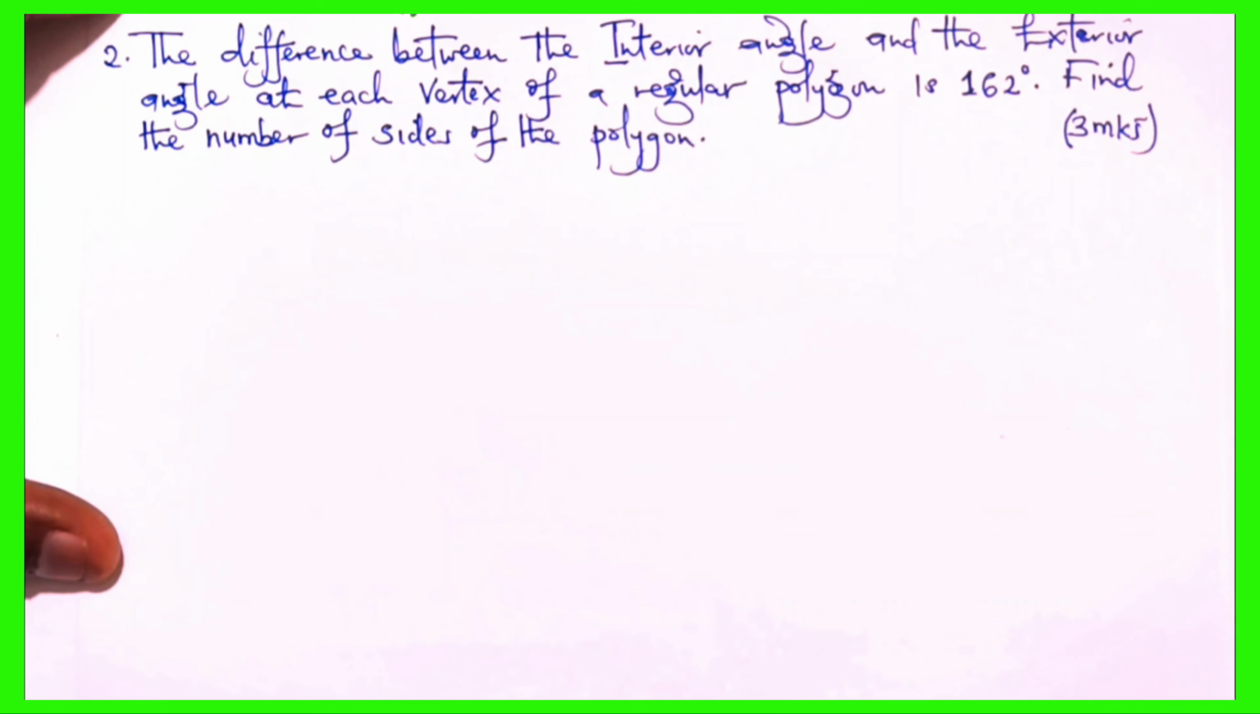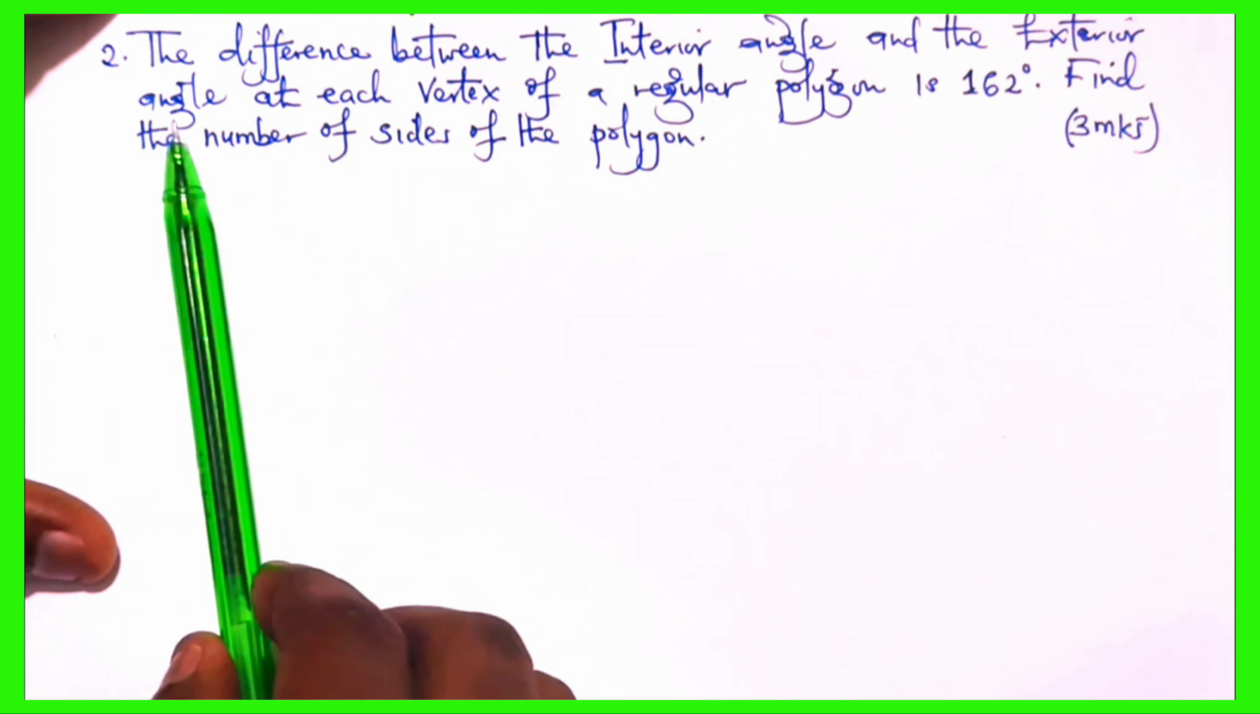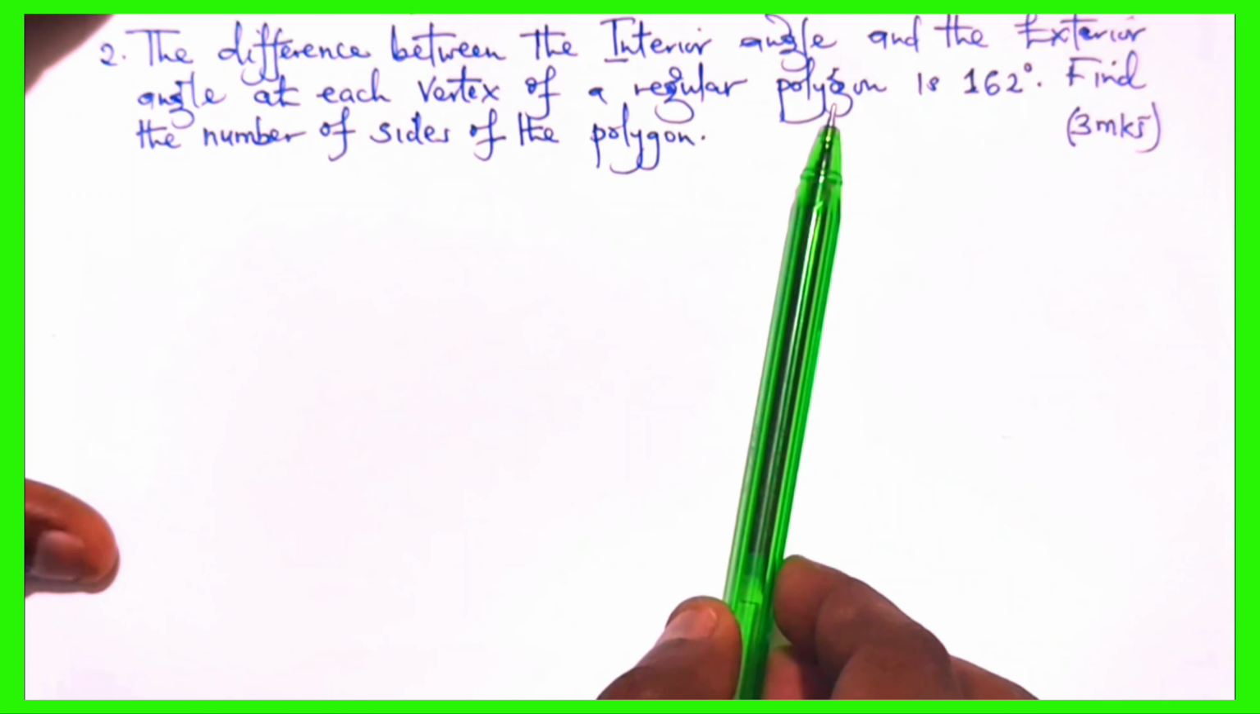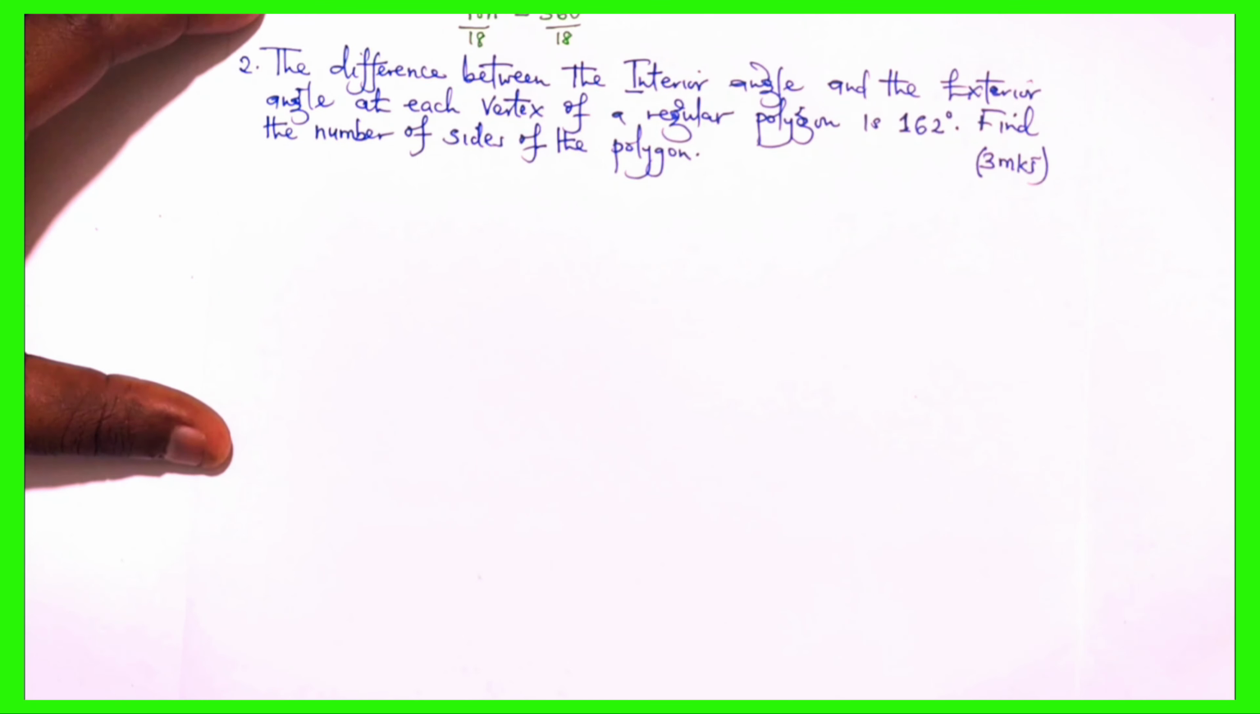The second question. The difference between the interior angle and the exterior angle at each vertex of a regular polygon is 162 degrees. Find the number of sides of the polygon. 3 marks. Solution. So there are two ways in which you can answer this question. The first one is to consider the simultaneous equation method, where we say that interior angle plus exterior angle will be equal to 180 degrees.